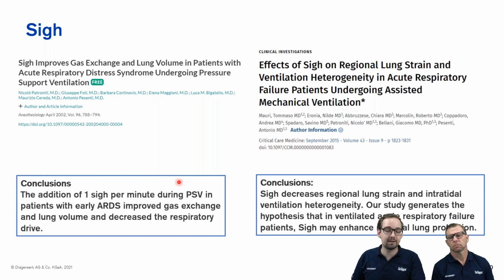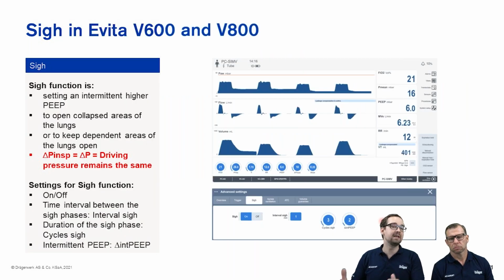And of course, getting the benefits of sigh, mimicking really natural breathing, so to say, giving this one breath, which allows you to increase FRC to re-recruit potential areas within the lung, which then leads to improved gas exchange, decreased respiratory drive, improved lung mechanics. So this is one of the benefits that can be achieved with sigh. When we look at our ventilators, the Evita V600 and V800, how can we set sigh?